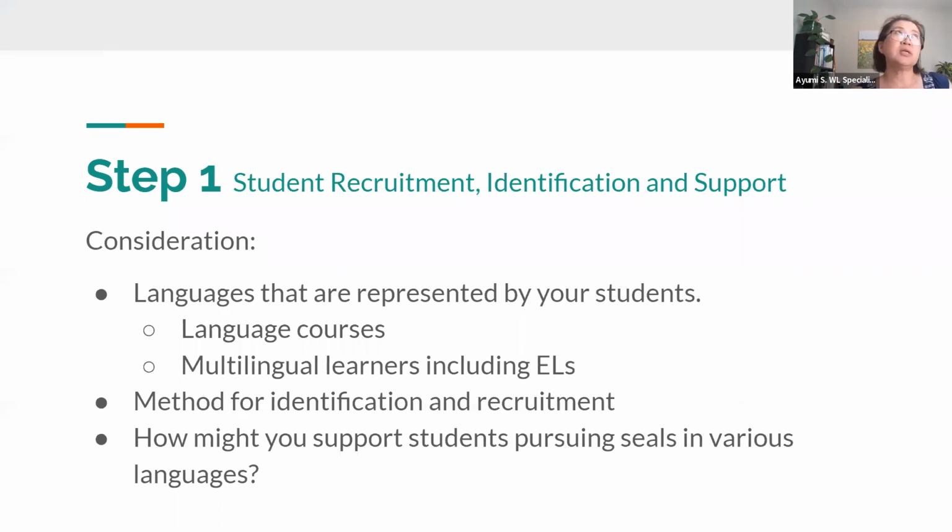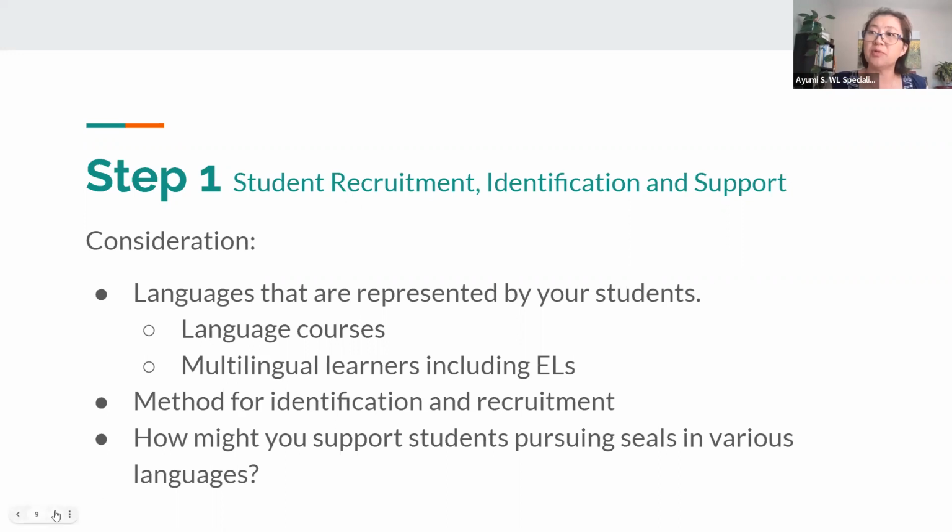So at the time when you recruit students and identify what languages are represented, you may want to think about how you can help provide support to those students, such as preparation sessions a couple of weeks before the testing or something like that.